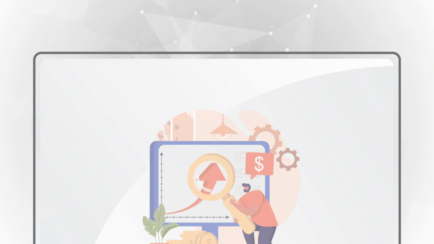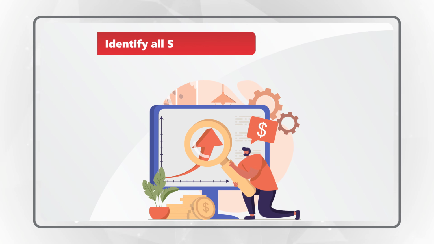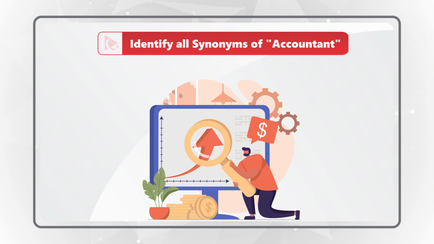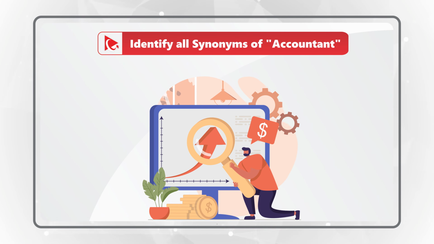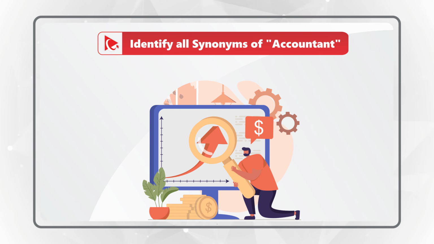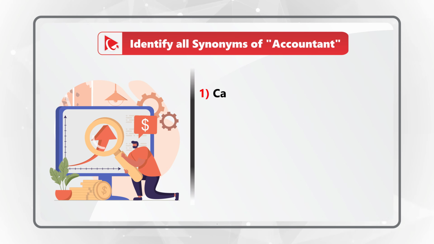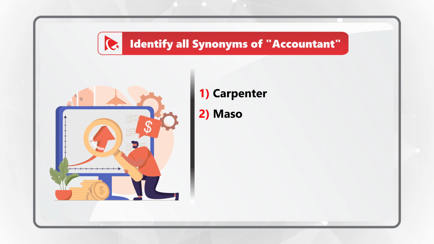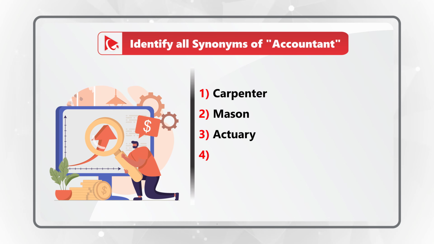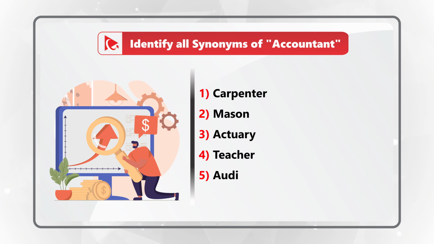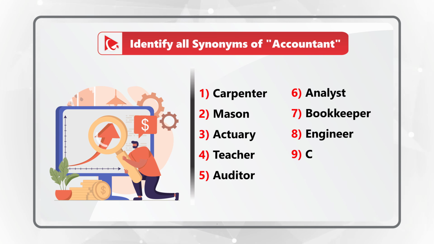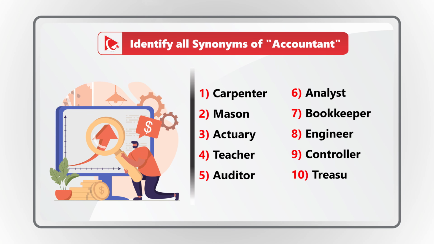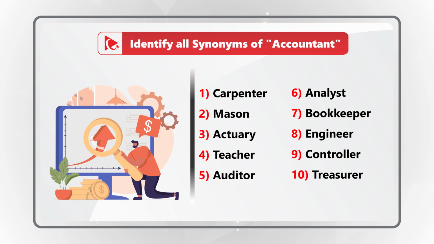And instead of answering it for you, I'd like you to show off and practice your skills. You're presented with 10 words, and you need to identify all synonyms to the word accountant. The 10 words are carpenter, mason, actuary, teacher, auditor, analyst, bookkeeper, engineer, controller, and treasurer. Question is so cool because there could be between 1 and 10 answers.